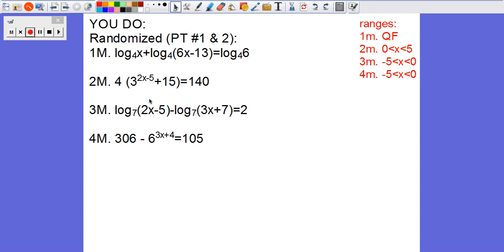I'm giving you randomized problem type 1 and 2. PT stands for problem type. Go ahead and do these right over here. Press pause and do it, and I put the ranges here. Now below I'm going to show you a problem type 3.